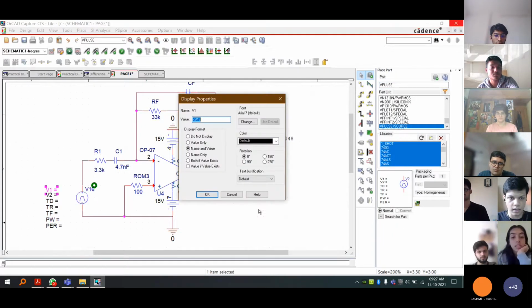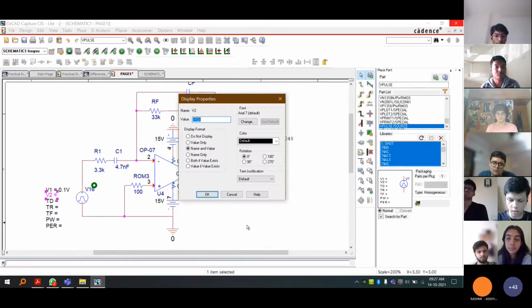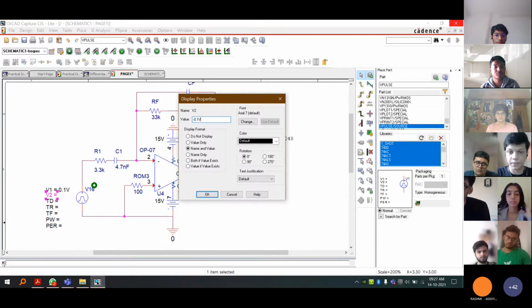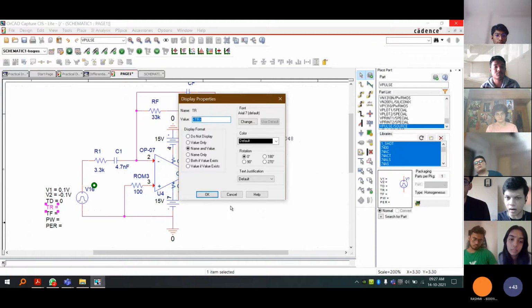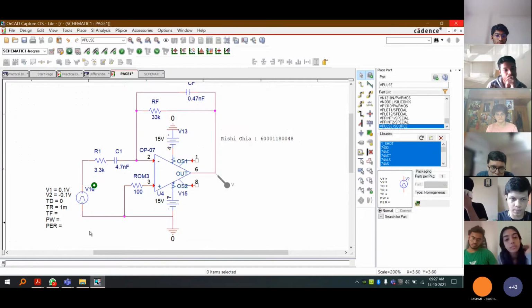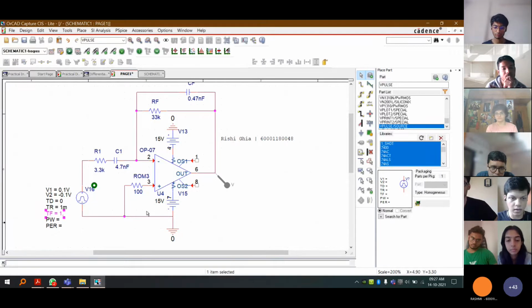Again, our V1 will be 0.1 V. Our V2 will be minus 0.1 V, as plus 1 V minus 1 V. We do not want any sort of delay. TD is delay. T rise is the rise time. So let's make the rise time 1 millisecond for now. We can always change that. Let's also make the fall time 1 millisecond because we want it to be symmetric.